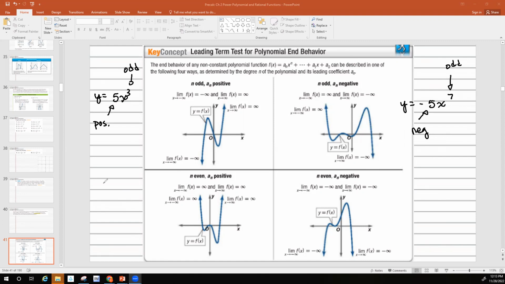And then if we have one that's even, so y equals 5x squared, this is even. This is the lead coefficient and it's positive. When it's positive, notice that the end behaviors are both going up, going to the left and going to the right. It goes up forever to infinity.